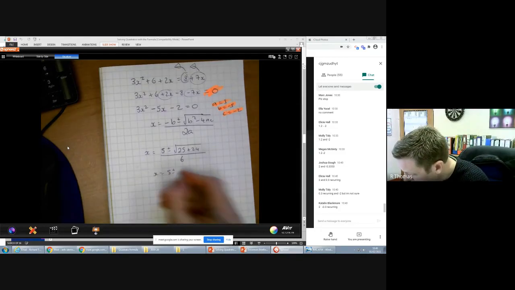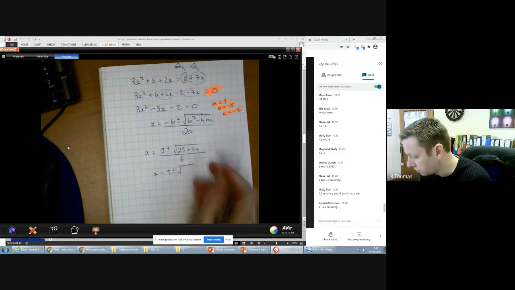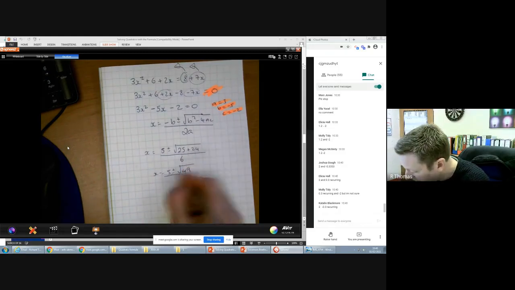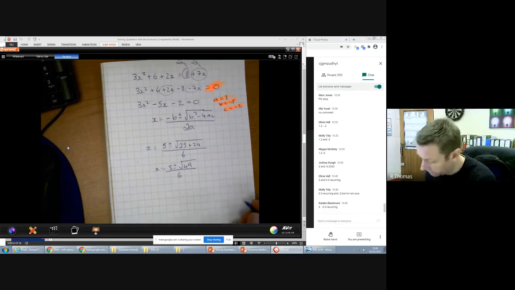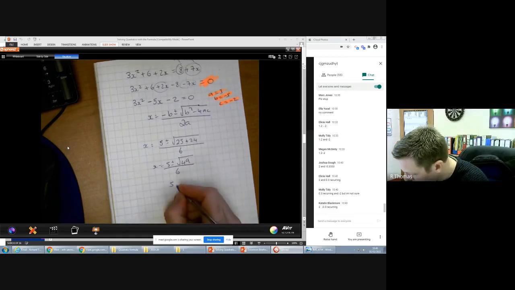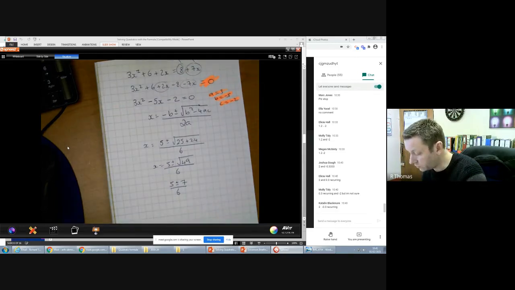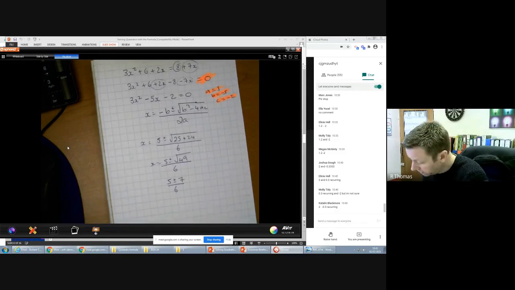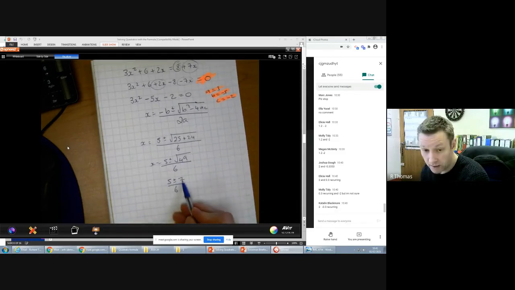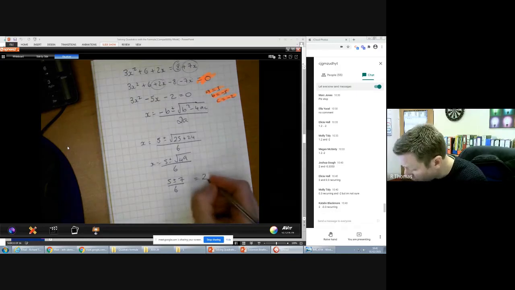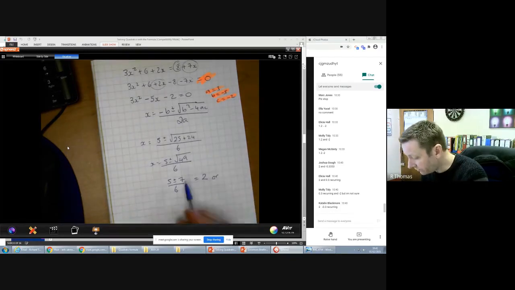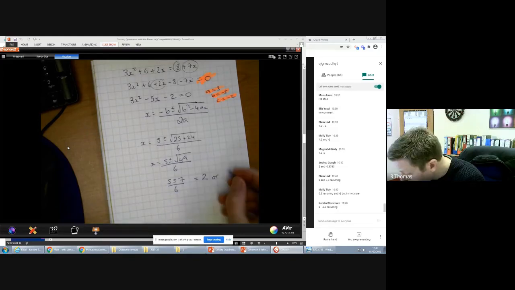X equals 5 plus or minus, no, 25 plus 24 is 49. And my nerd skills have just said, hang on, that's a square number. So it's 5 plus or minus 7 over 6. That's right, isn't it? Square root of 49 is 7. 5 plus 7 is 12. 12 divided by 6 equals 2. 5 minus 7 is minus 2. Minus 2 over 6 is minus a third.